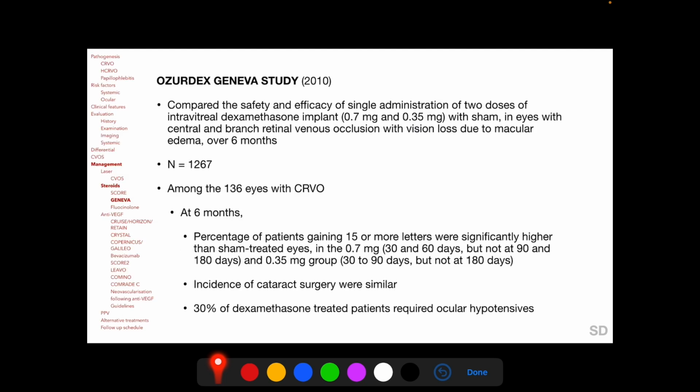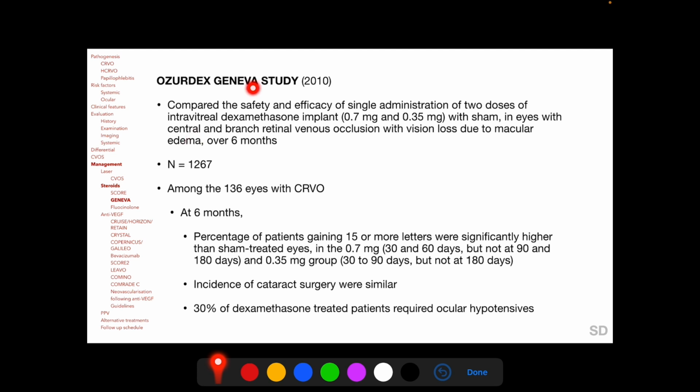Now there are quite a few studies which evaluated the efficacy of intravitreal drugs in the management of macular edema due to retinal vein occlusion without differentiating between CRVO and BRVO. And one of them was the GENEVA study, which compared the safety and efficacy of single administration of 2 doses of intravitreal dexamethasone implant, 0.7 mg and 0.35 mg, against sham in eyes with central or branch retinal vein occlusion with vision loss due to macular edema.